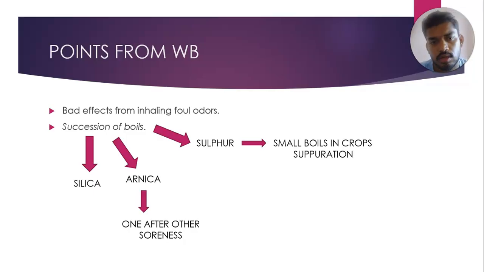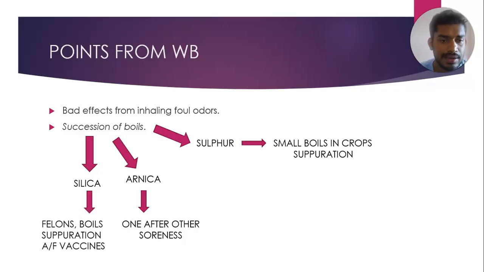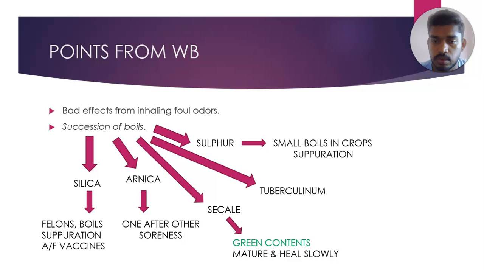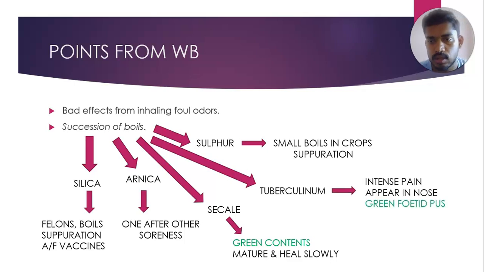Silicea, you have ailments from vaccination, another suppurative remedy. Felons, boils, suppuration, ailments from vaccines. Hepar, you have green contents, green pus, okay, green contents, and mature and heal slowly. Another one, tuberculinum, again green contents, okay, green fetid pus with intense pain where the location is on the nose. Tuberculinum, nose. Again, please remember, tuberculinum comes with cold, coryza and also nose, respiratory, nose.